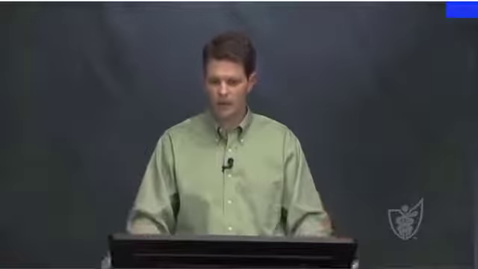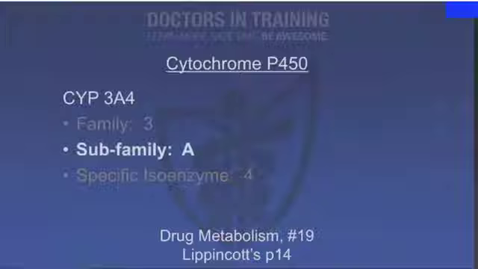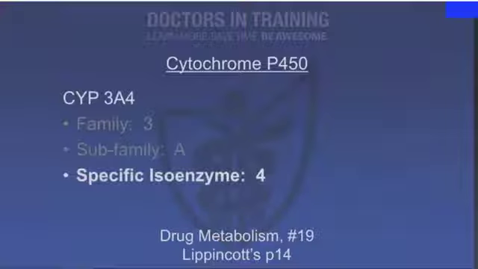So we need to talk a little bit about how we name these things. Cytochrome P450 designates the entire superfamily of enzymes, and it's sometimes abbreviated CYP. And then the individual enzyme is designated with a number and a letter and a number, which stands for the family and the subfamily and then the specific isoenzyme. So for instance, we might talk about CYP3A4, which is the cytochrome P450 enzyme in family number 3, subfamily A, and the specific isoenzyme 4.